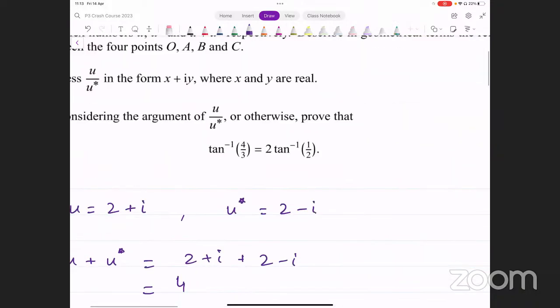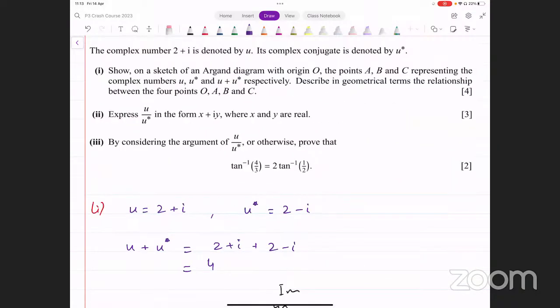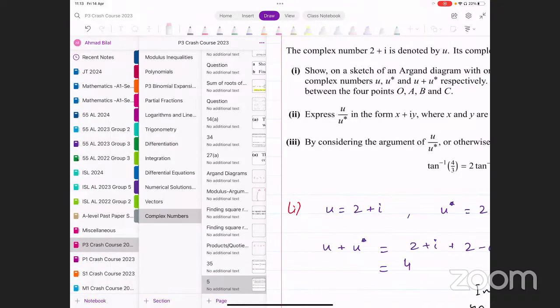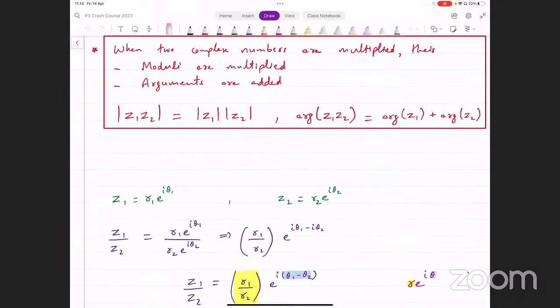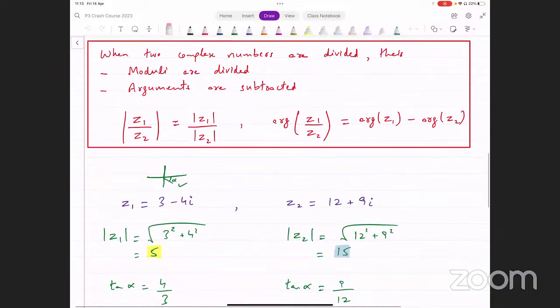So whenever we get something like this, an equation written in terms of tan inverse and complex numbers, usually all you have to do is apply one of these two rules that we have done. When two complex numbers are multiplied, their arguments are added, their moduli are multiplied. When two complex numbers are divided, their moduli are divided, and their arguments are subtracted. Okay, I hope that makes sense.